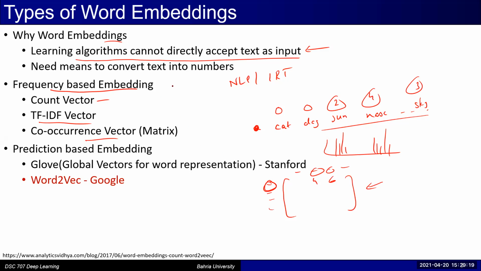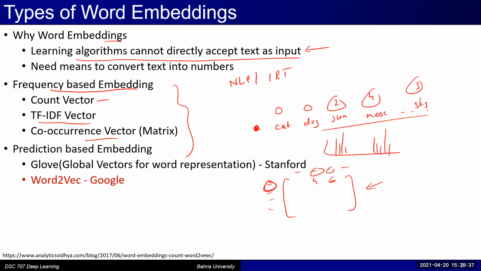So all of these, which I have introduced very briefly, because this is not our main theme, are frequency based embeddings, right? Because in these, you see, nothing is learned. You just have to count something and represent that information in some format, right?